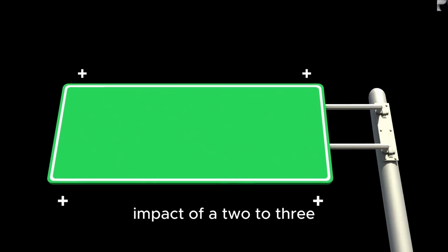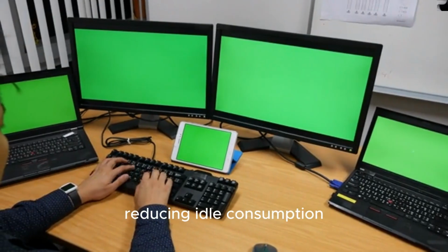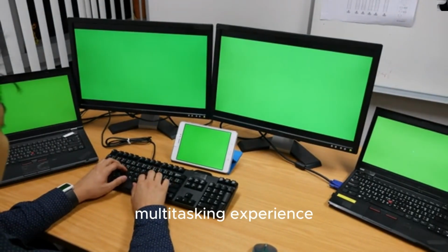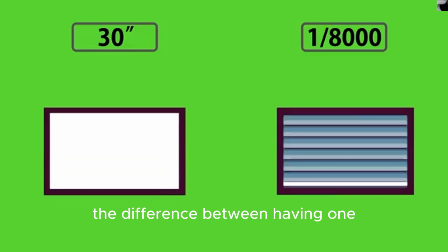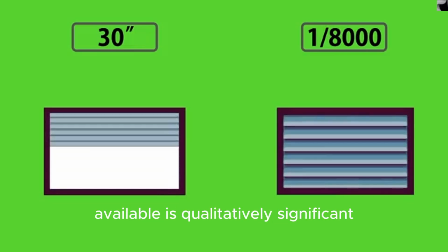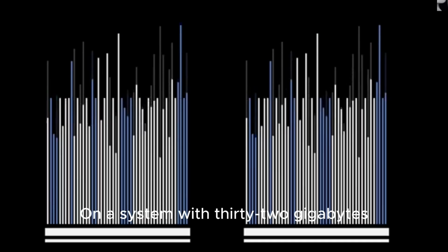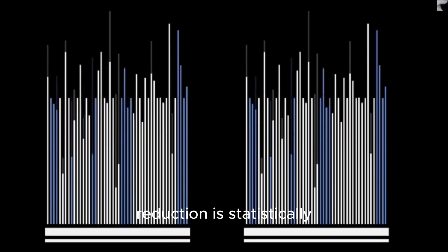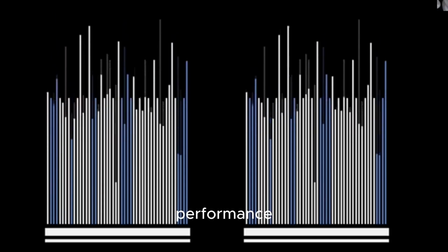The practical impact of a 2 to 3 gigabyte reduction depends entirely on total installed RAM. On a system with 8 gigabytes, reducing idle consumption from 7 to 4 gigabytes transforms the multitasking experience. The difference between having 1 gigabyte available for applications and having 4 gigabytes available is qualitatively significant. On a system with 32 gigabytes, the same absolute reduction is statistically invisible in terms of real-world application performance.